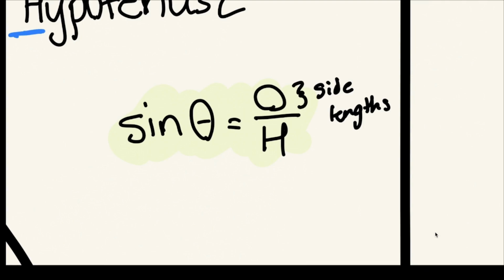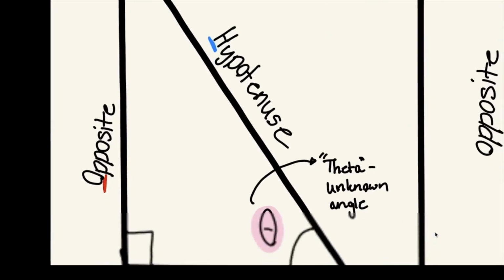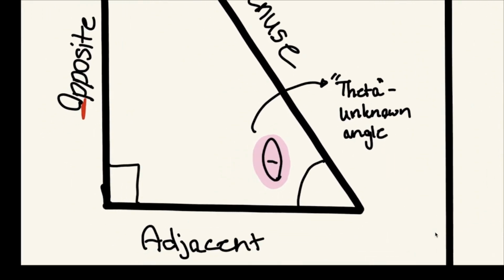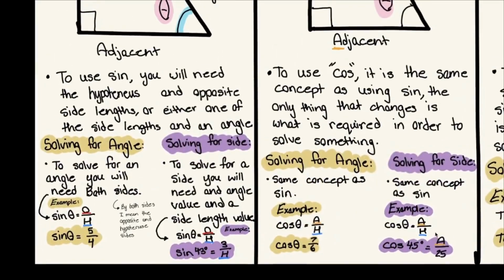Say, for example, we are given this and this. We have to figure out what h is, which is the hypotenuse. Or say we're given this and this, we have to figure out what the angle theta is. Here's the diagram again. The theta is this unknown angle right here. And that's pretty much it for sine.